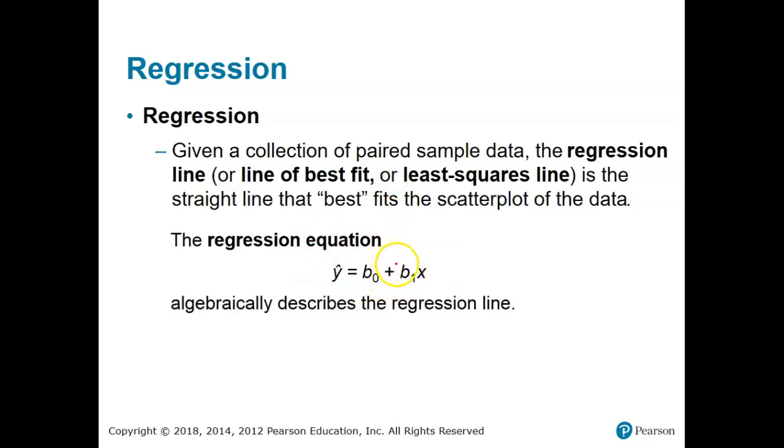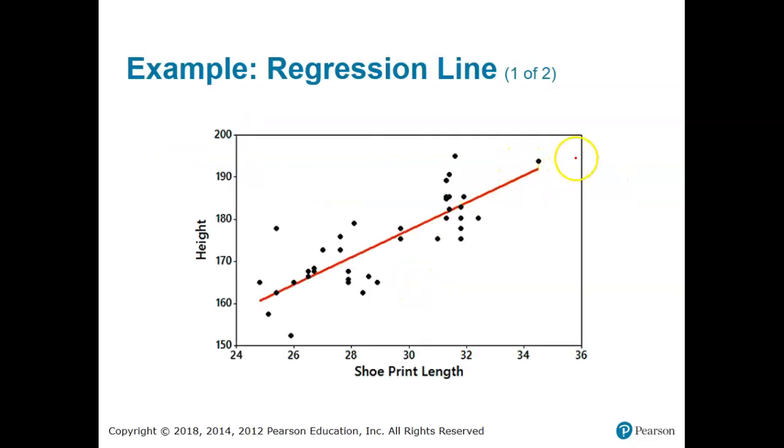There are some pretty elaborate formulas for coming up with the b sub 0 and the b sub 1. But because of time, we're not going to go into all that. We're just going to let the calculator do all of this for us. So this is a visual showing the line of best fit. It's just an approximation of going through these points.